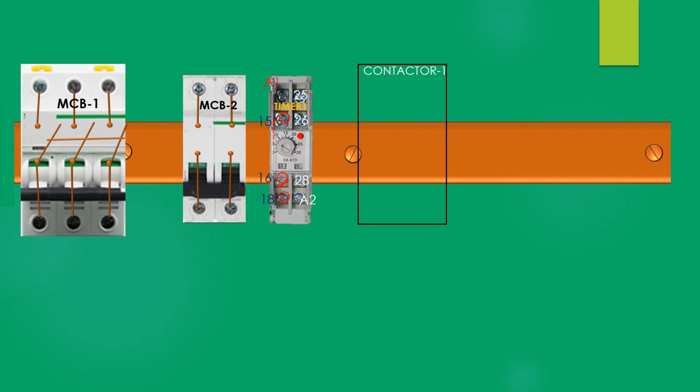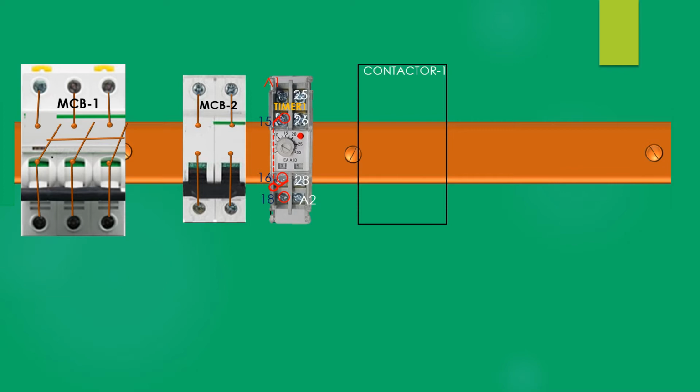On one side there are contact numbers 15, 16 and 18. On the other side the contacts are 25, 26, 28. Here contacts between 15 and 16 are NC, normally closed, and between 15 and 18 are normally open, NO.